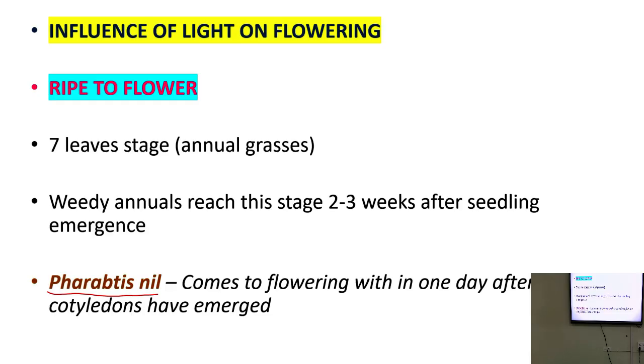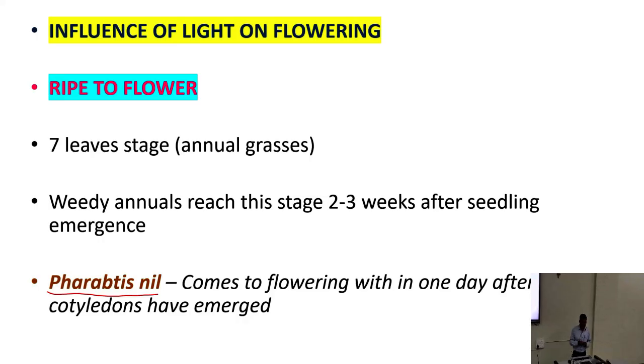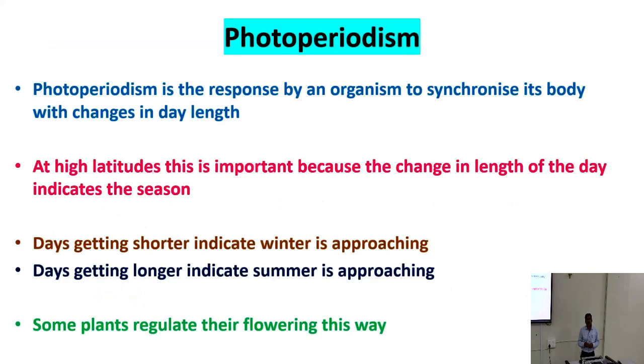So after knowing that light has influence on making the plant convert from the vegetative to the reproductive stage, how is it done? That's what we want to understand. In today's lecture, we will start our discussion with something called photoperiodism. Now what is this photoperiodism? We call this photoperiodism.